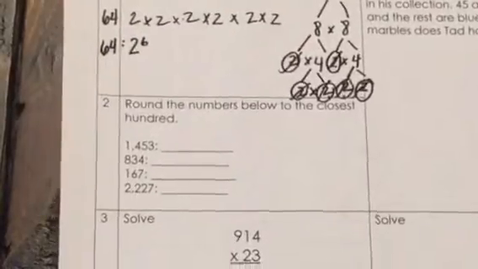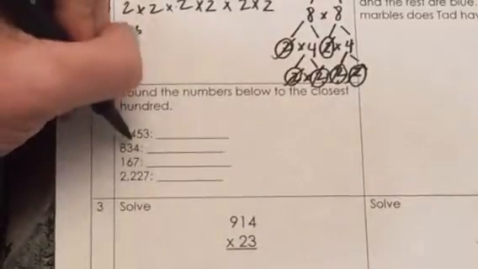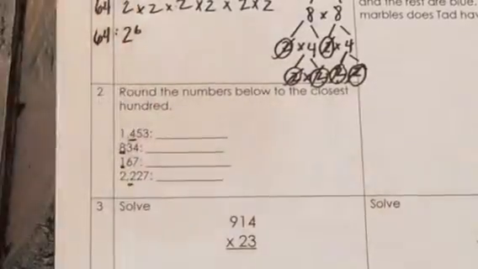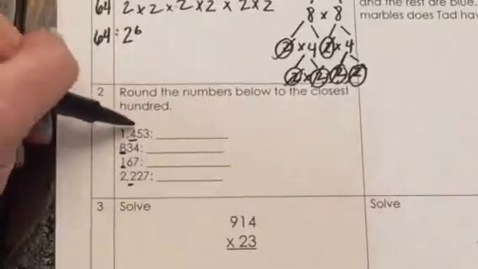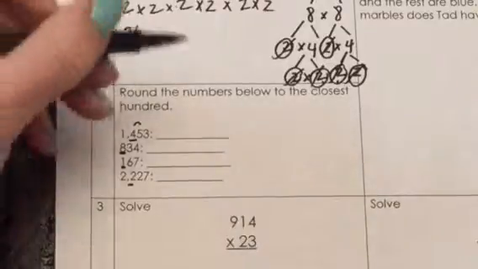The next one says, round the numbers to the closest 100. So first I'm going to underline my 100 in each number so I know where I am rounding to. So whenever you're rounding, you look at the person next door. It's 5 or more, give it a shove. 4 below, let it go.